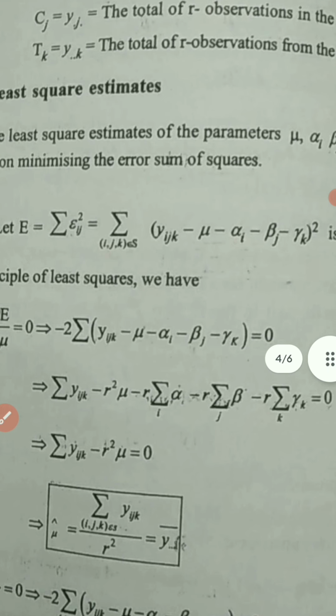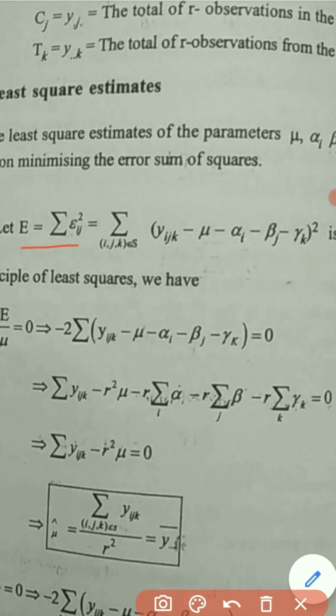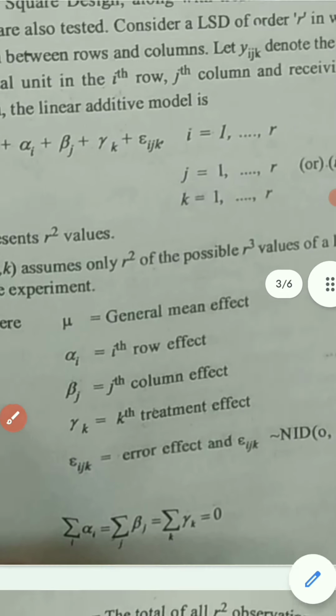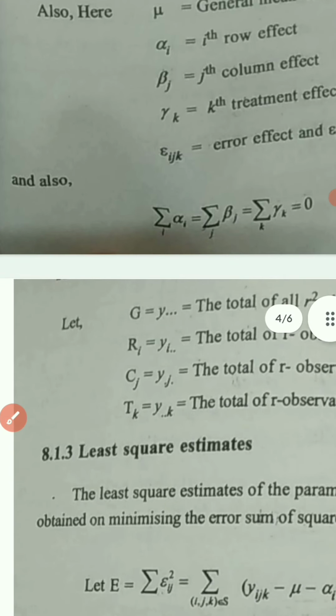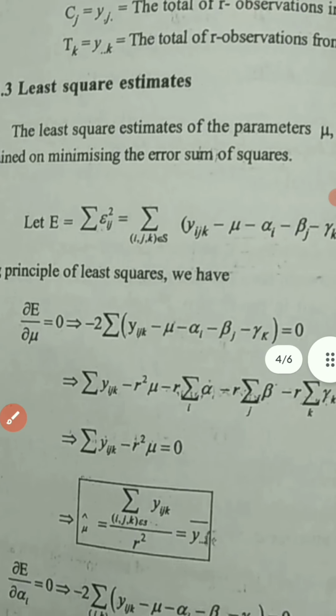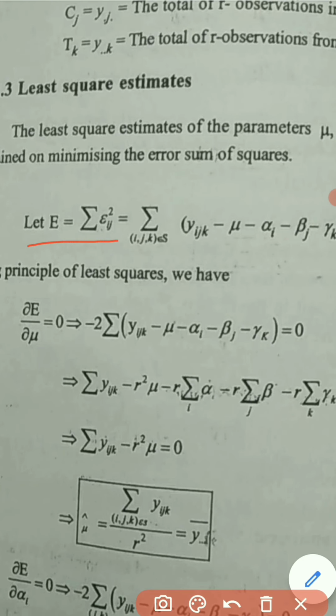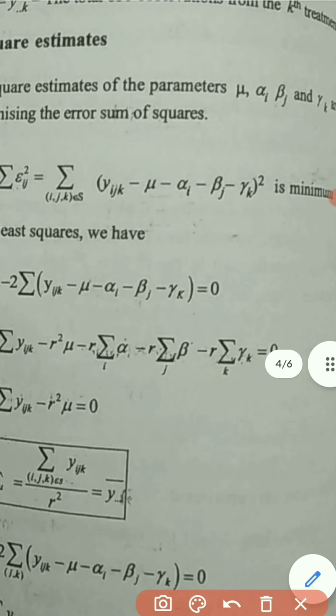For the least square estimate we have this formula for epsilon ijk. What is epsilon ijk, students? If we bring all these values to this side, we will get epsilon ijk, which is always equal to this. Now students, put this value of epsilon ijk here, whole square.